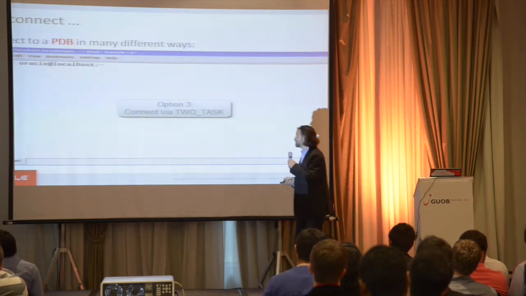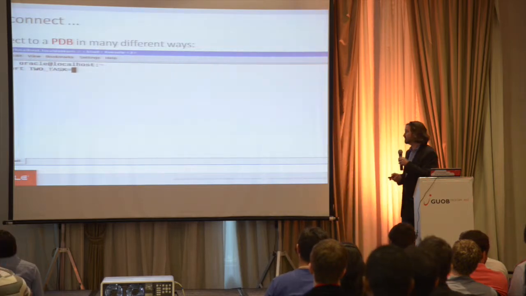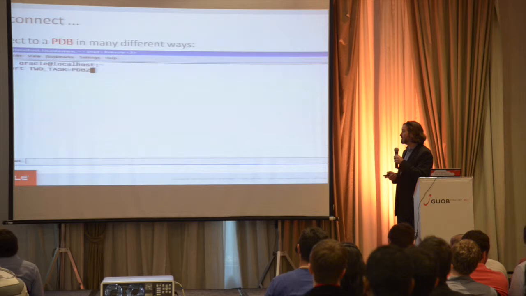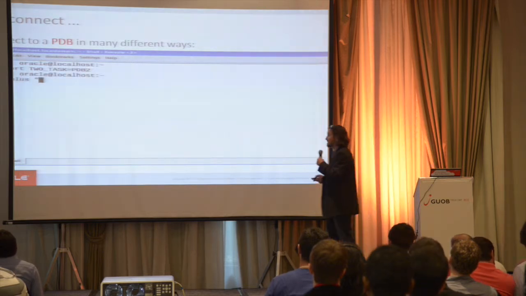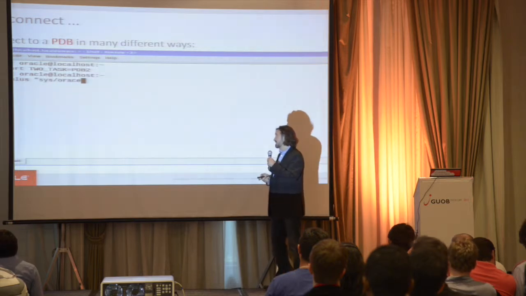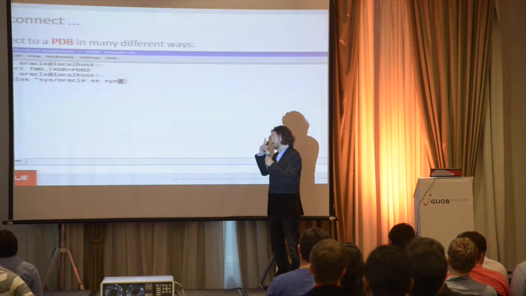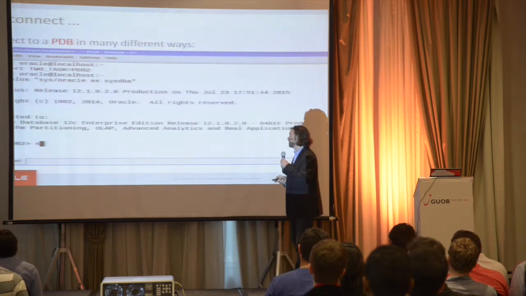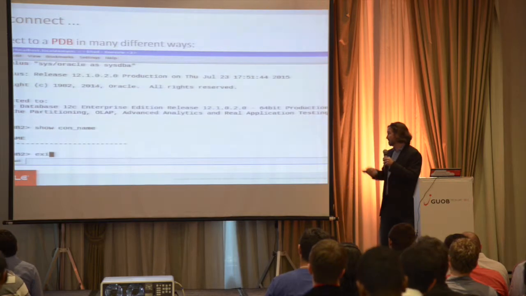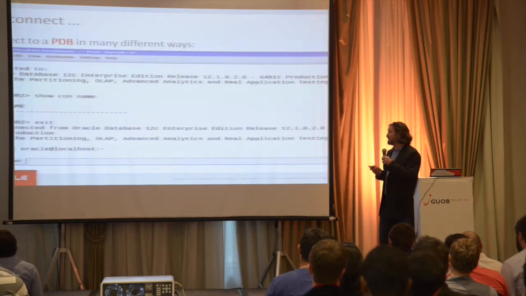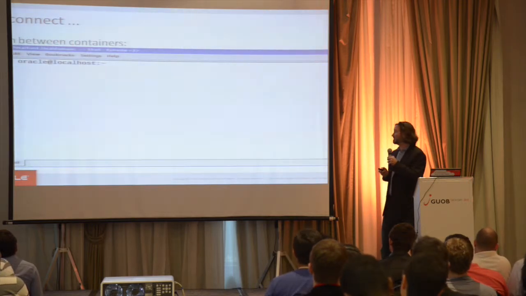And the third way, we have a TWO_TASK variable. So it's TWO_TASK, export TWO_TASK=PDB2, and then sqlplus sys/oracle@, oh, no, I don't need the @. I go via TWO_TASK as sysdba. But you see, it's a change. Show con_name will give me PDB2. So that is a lot of change because this applies to your scripts and all your other stuff as well.